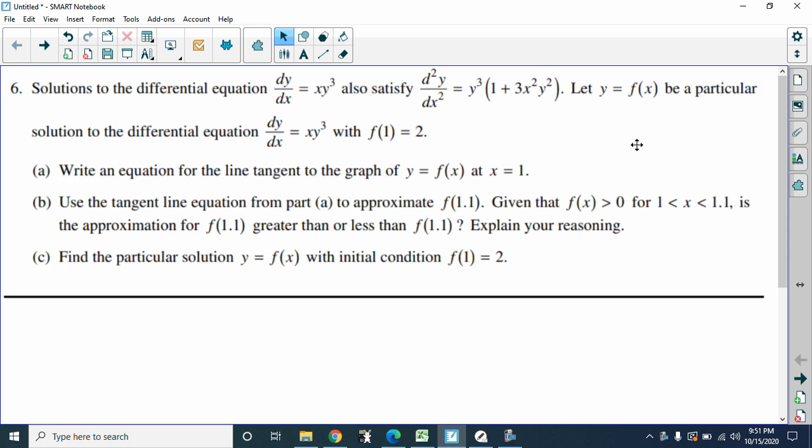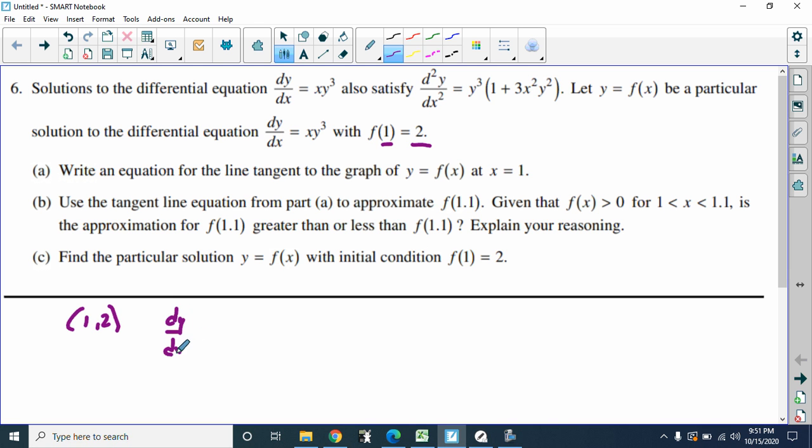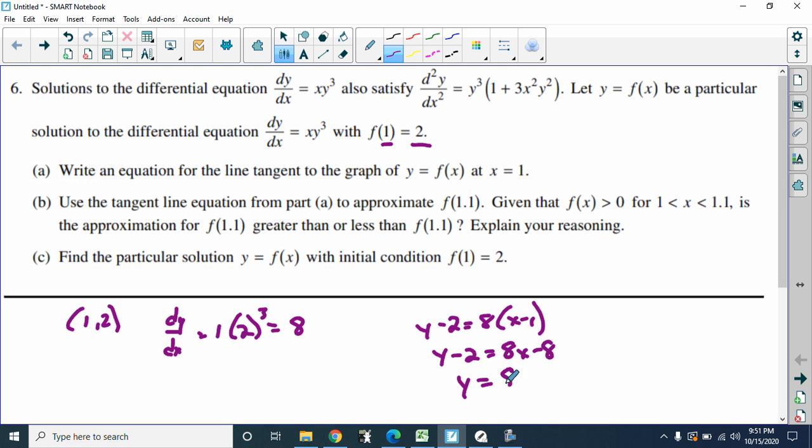is 2. So part A wants an equation of a tangent line, right? An equation of the line tangent to that particular solution at x equals 1. So we know the point is (1, 2), so there's our point. We need the slope. Slope is dy/dx. So plug in 1, 2 for x and y. So our slope is 8. So we can write an equation of the tangent line. And there's our tangent line.